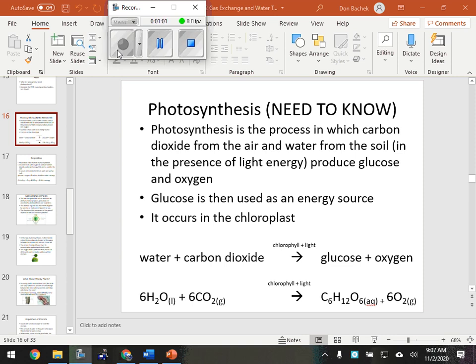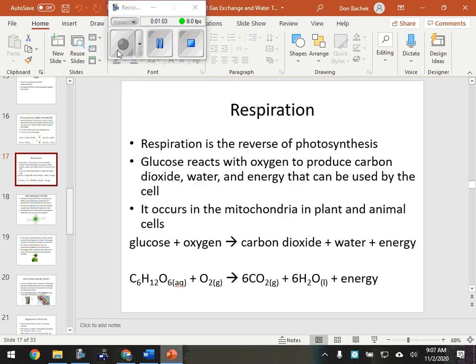Next, respiration. There we go. Respiration is the reverse of photosynthesis. Glucose reacts with oxygen to produce carbon dioxide and water and energy, and that can be used by the cell. It occurs in the mitochondria in the plant and animal cells, and we're going to use glucose and oxygen, like I said, to give me 6 carbon dioxide, 6 waters, and some energy as well. Okay.